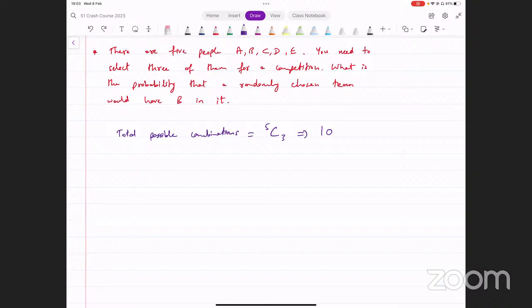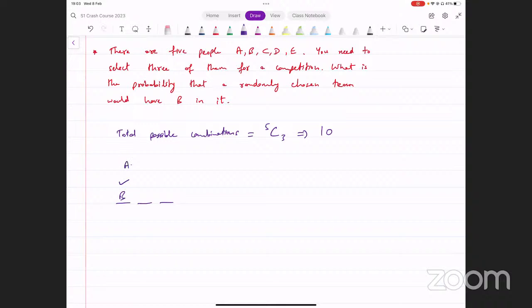Now, what's the possible number of combinations if this condition is met? You've got A, B, C, D, E. You've got 5 people. You want to select 3 out of them. And now the condition is B should be in that team. What would we do for this? We can say there are 3 places, right? But we know that B has to be there. So B is already selected.